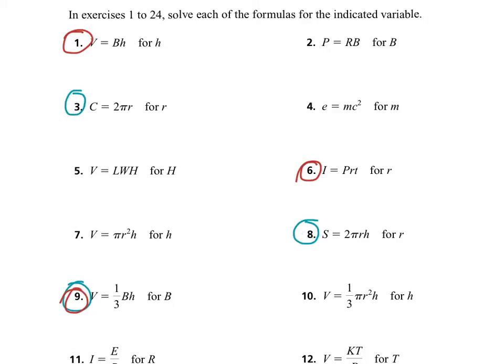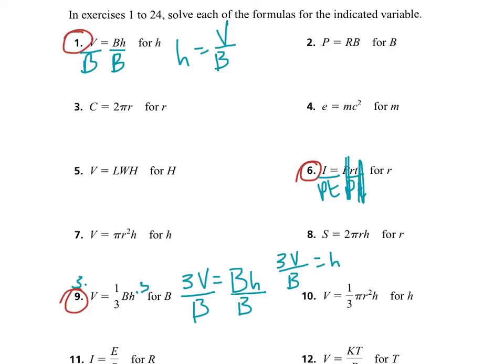Okay, here are your solutions. On the first equation, it's actually the volume of a prism. So we're dividing both sides by the area of the base. So volume divided by area of the base would equal the height.